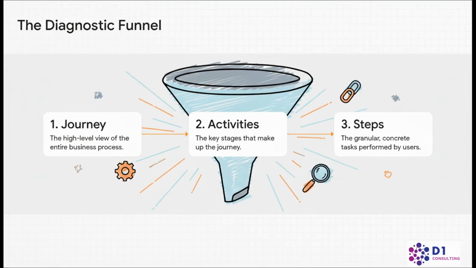The best way to think about this whole analysis is like a funnel. It's got 3 levels. We're going to start really broad at the top with what we call the journey. Then we'll narrow it down to the activities. And finally, we'll get super granular and look at the individual steps. This structured approach is absolutely key to making sense of it all.